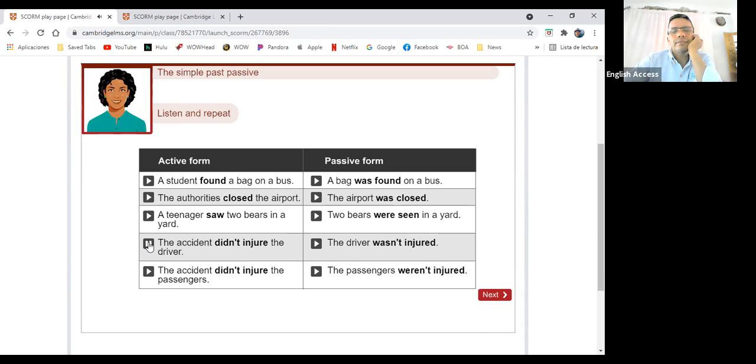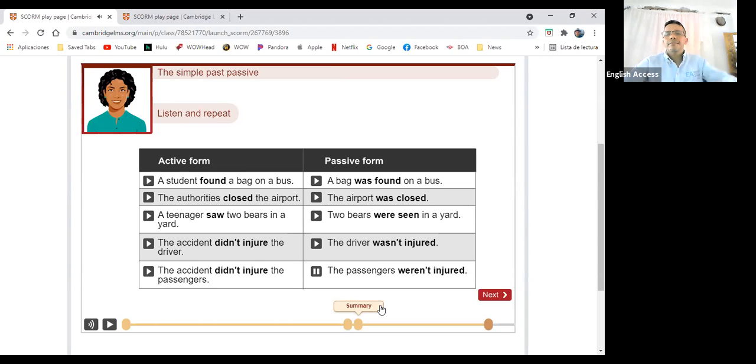The accident didn't injure the driver. You have another "the". The accident injured the driver. The driver wasn't injured. You use "thuh" before the driver. Why? Because you have a consonant. The driver wasn't injured. The accident didn't injure the passengers. The passengers weren't injured.